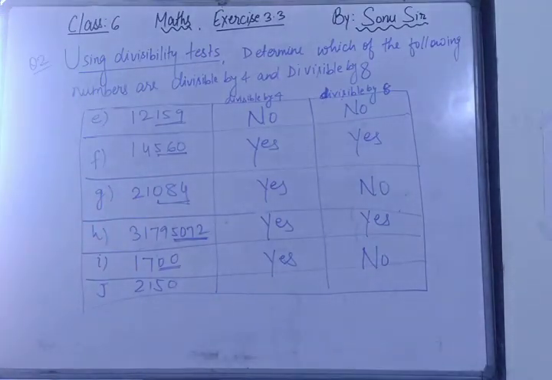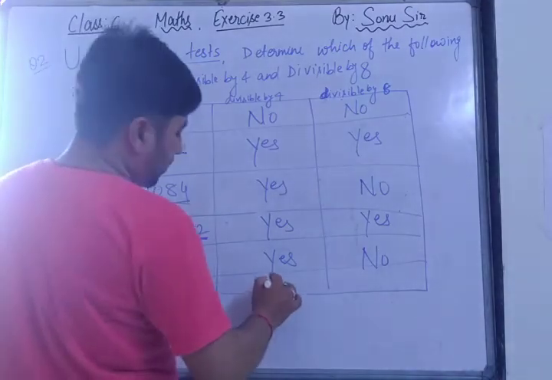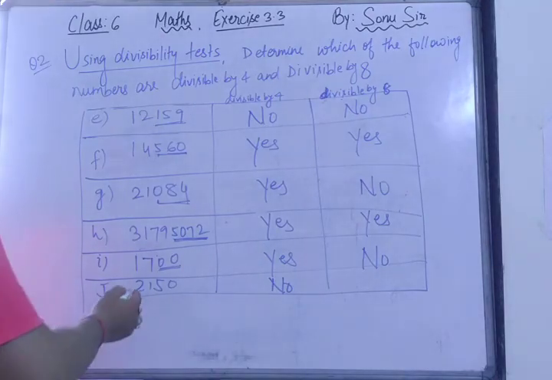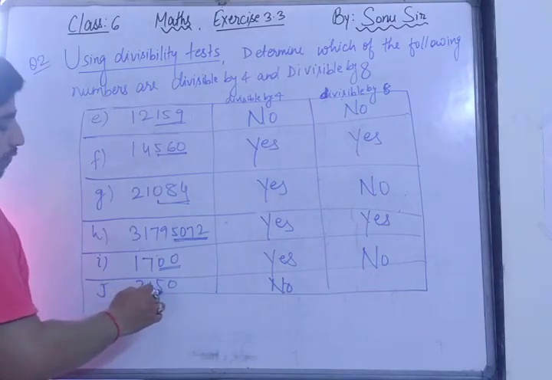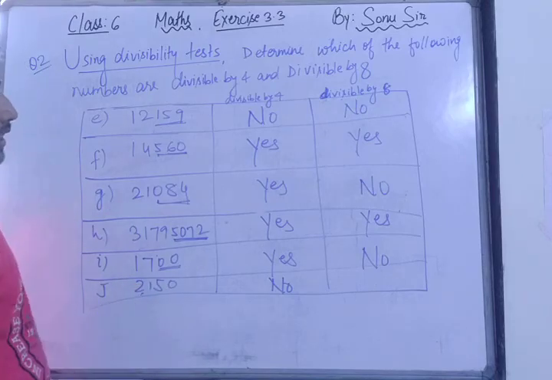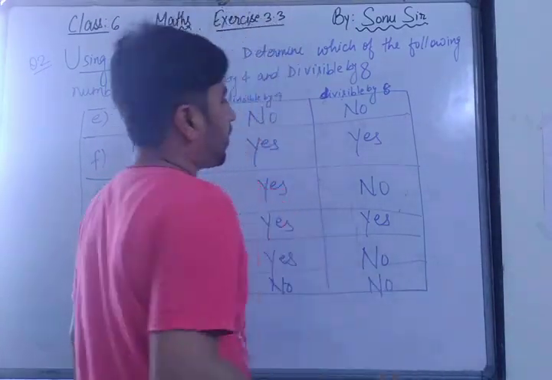The last one, 2150. The last 2 digits are 50. Is 50 divisible by 4? No. Why? Because 12 4s are 48. 2 will be the remainder. So this number is not divisible by 4. What about 8? 3 digits or 4 digits. 8 1s are 8, 7, it is not divisible. Why? You can see here 8 2s are 16, 55, 8 6s are 48, 70, 8 8s are 64. 6 will be the remainder. So this number is not divisible by 8 also.